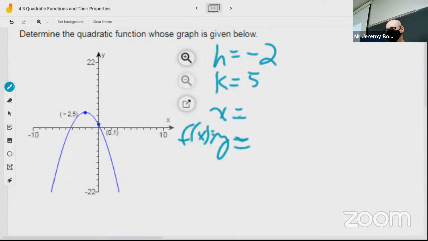Looks like another y-intercept, (0, 1). Always nice. We should get a c value of 1. We should also know that a should be negative because it opens down, so we can utilize that to help us with our final answer.